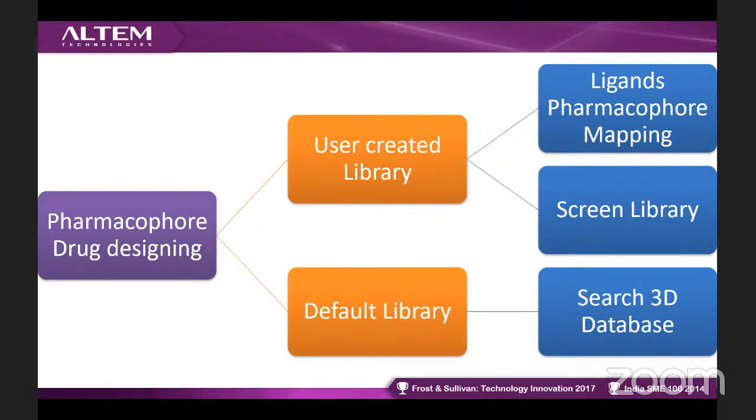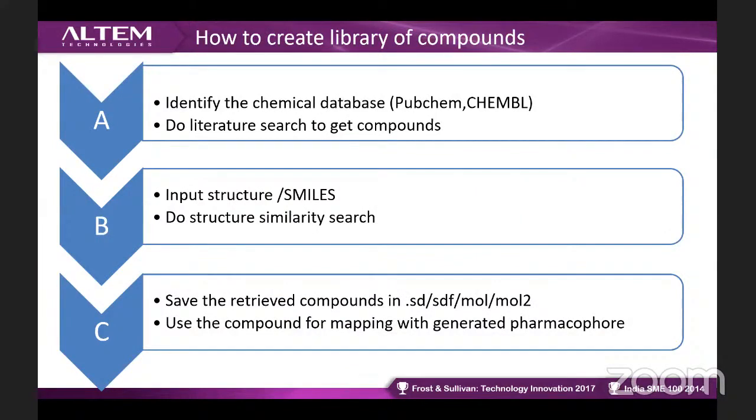But what is the actual requirement for this? How do you create a library of compounds? In case you want to build a database, first you identify the chemical structures and search popular chemical search engines like PubChem, ChEMBL, or ZINC 15, whichever it is. Or you do research to get compounds and input the structures in any format. It could be in Simplified Molecular Input Line Entry System, which we call SMILES, or in SDF or SD format, MOL format, or MOL2 format. Any of these formats can be utilized, and you can do the structure similarity search. Once you do that, retrieve the compounds. If you have many molecules, you can download them in batch mode, in any chemical format like SD, SDF, MOL, MOL2, and use those compounds for mapping against the generated pharmacophore.